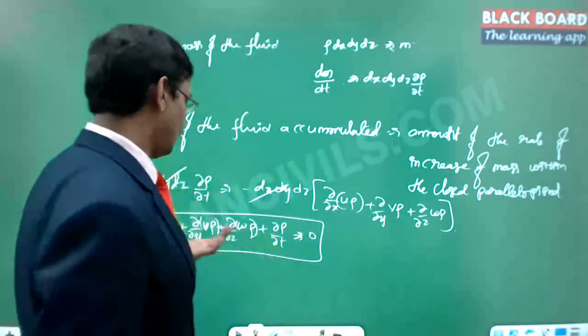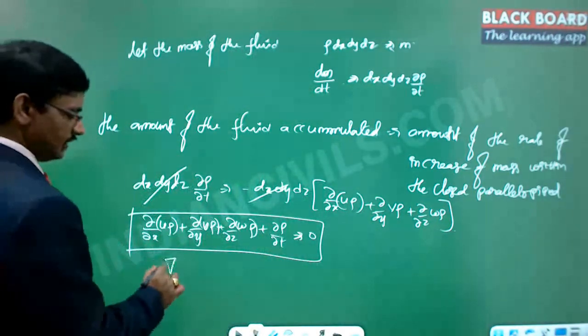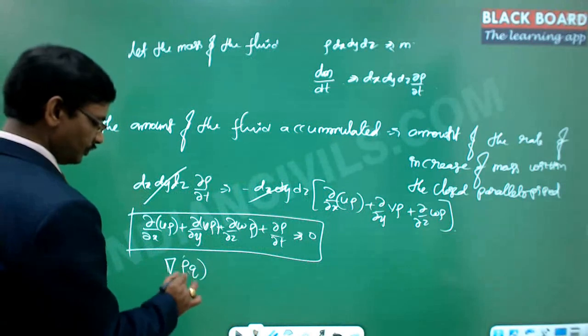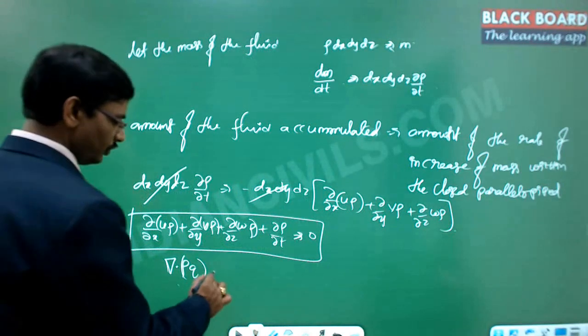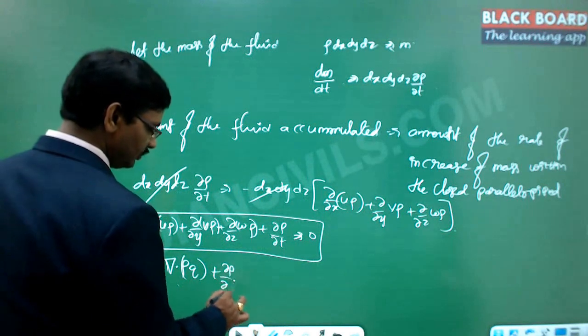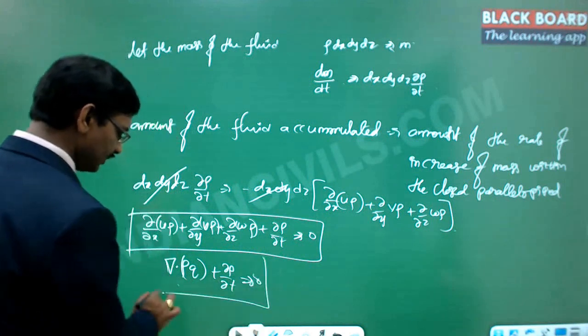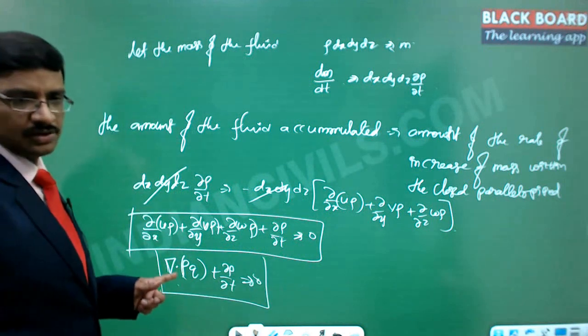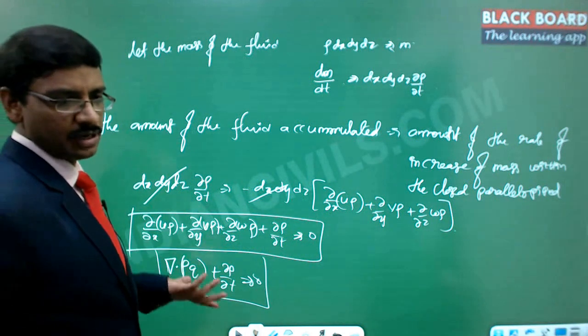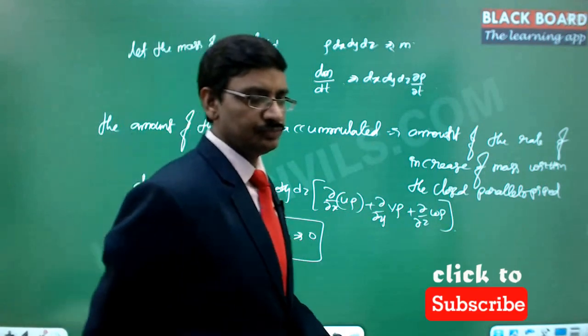Yeah, you can write this. At the end you can even write this as del dot ρq. So this is also there. So del dot ρq plus ∂ρ/∂t. This is what essentially we proved as the continuity equation. So this is the continuity equation. But the same thing you can apply for any coordinate system.